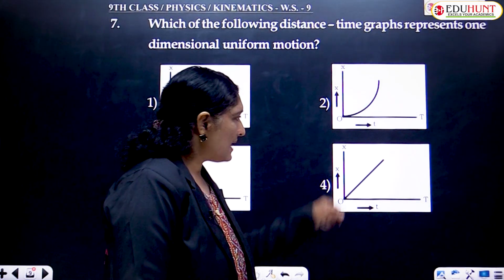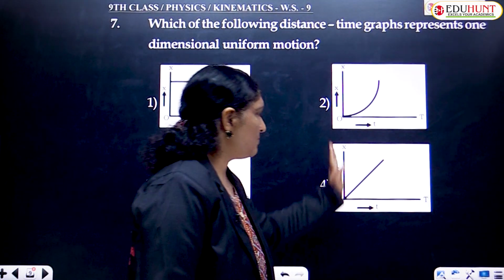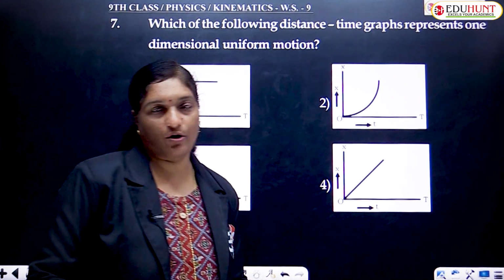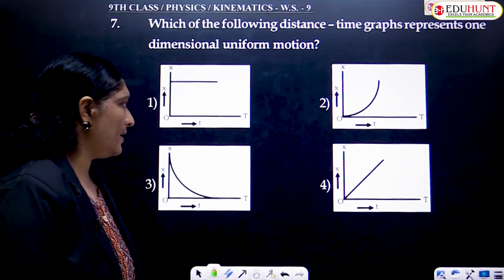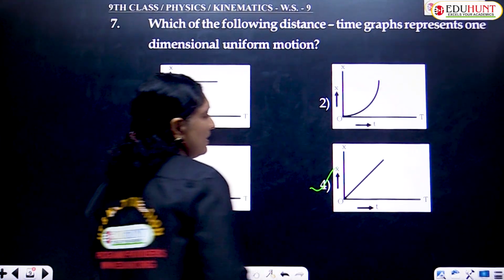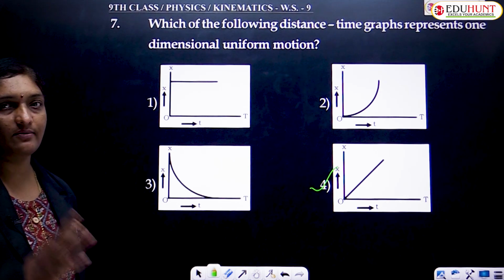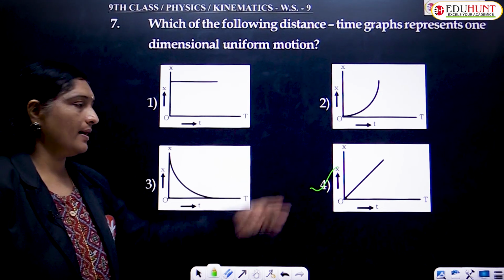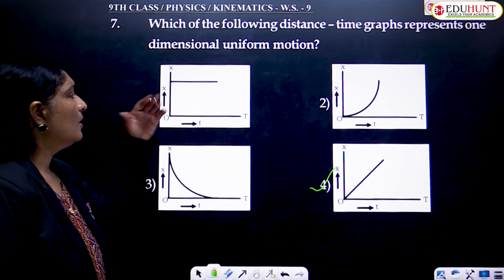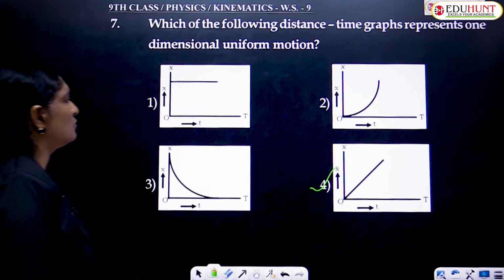Variable velocity. Last one, as the time increases, the position also changes uniformly, at a constant ratio. Hence, the fourth option indicates that the body is moving with constant velocity or constant speed, that is nothing but uniform motion. So, the fourth option is true.